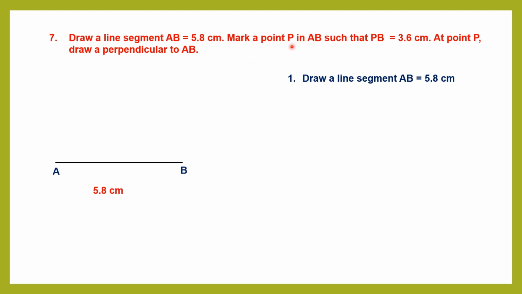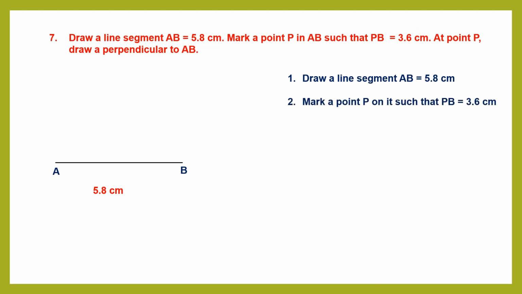Mark a point P in AB. That means we have to mark a point in this line AB, name it P, such that PB is equal to 3.6 centimeters. PB, that means we have to start from B, from here. So from here you have to measure 3.6 centimeters. You can use your compass or you can use your ruler and get PB. So that should be 3.6 centimeters.